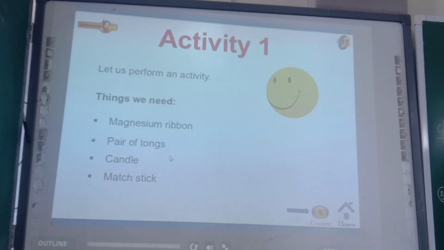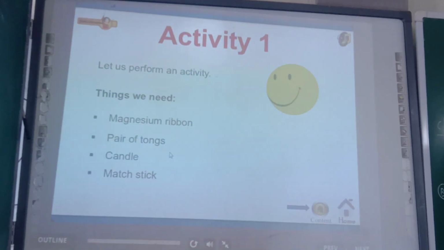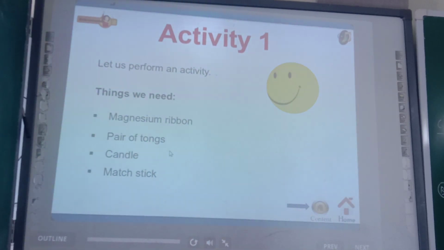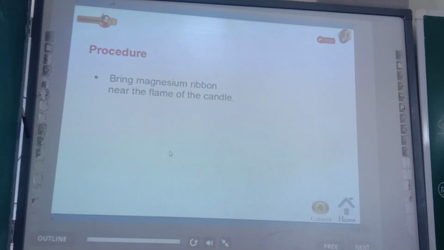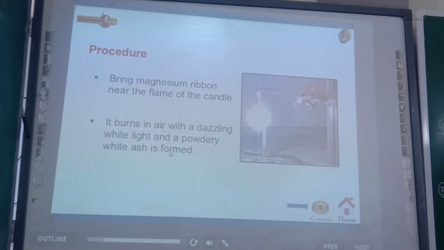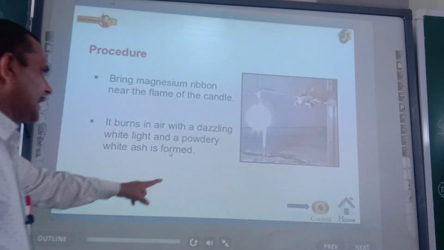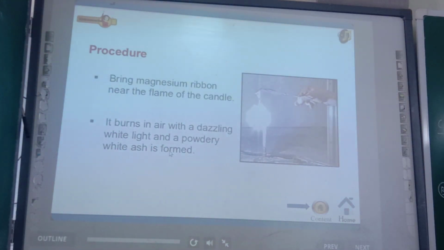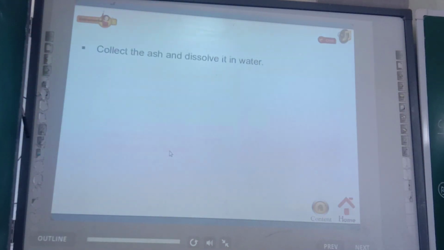Things we need: magnesium ribbon, pair of tongs, candle, matchstick. Just see here how the magnesium ribbon burns with a white dazzling flame. I will show you. Bring the magnesium ribbon near the flame of the candle. It burns in air with a dazzling white light and a powdery white ash is formed. So this is the white dazzling flame, and after burning it produces a powdery substance in the color of white ash.